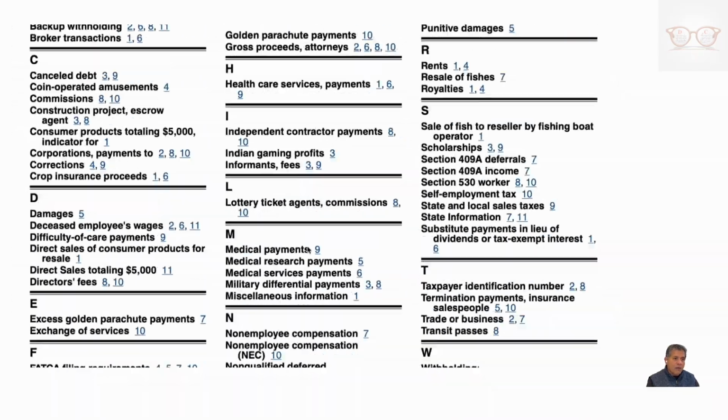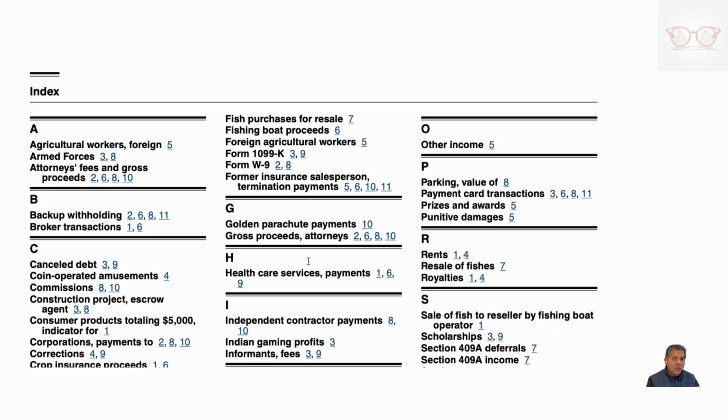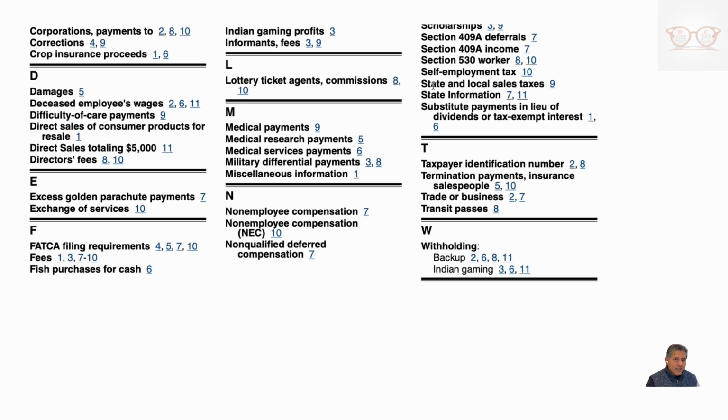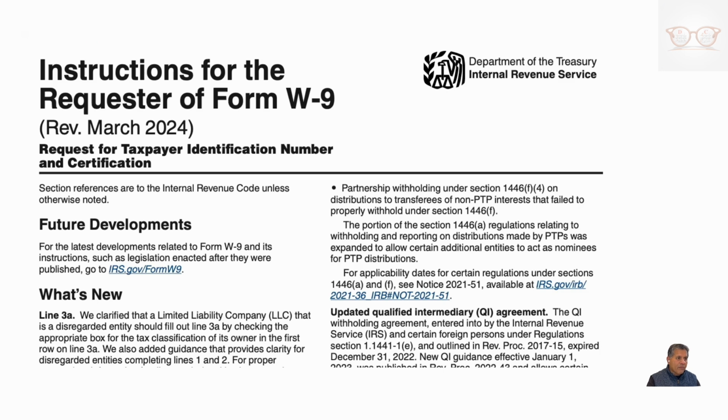Scrolling down to the bottom, we see that this document is 12 pages long. So this is a great resource if you're trying to understand and you have complex 1099 requirements. But for most of us, it's a straightforward $600 threshold, the rental component, the 1099-MISC, and the 1099-NEC.